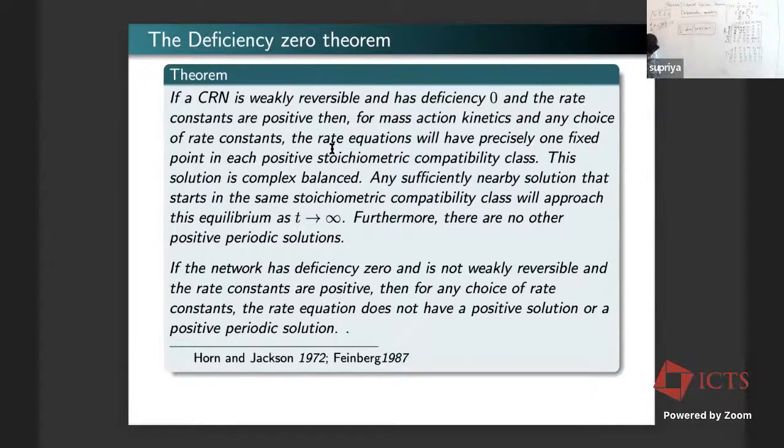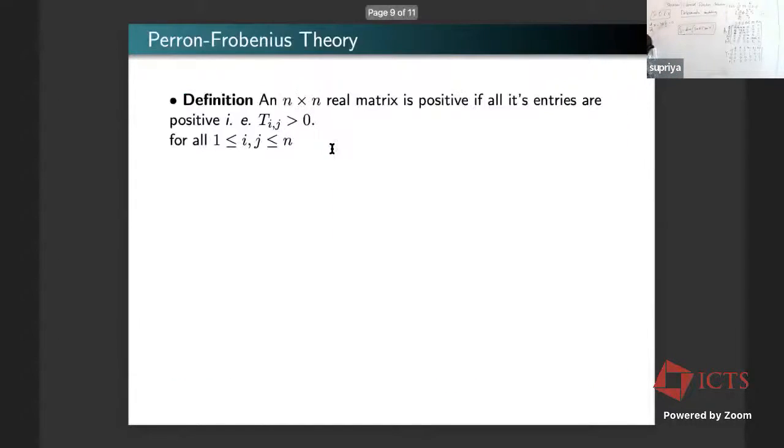And then that means that for any choice of rate constants, there's precisely one fixed point in each stoichiometric compatibility class, and this solution is complex balance. So this idea of complex balance we'll also talk about, and it's going to be important when we do some stochastics tomorrow. Okay, so that was the thing. Now let's go to the Perron-Frobenius theory.